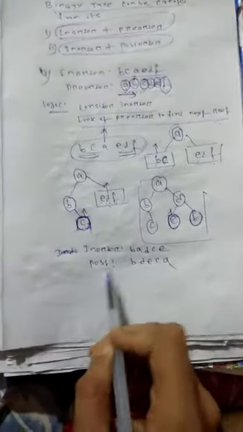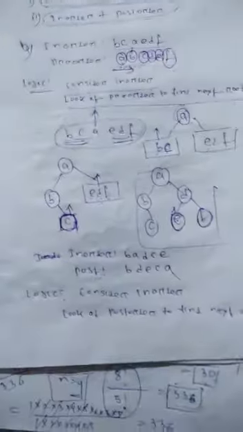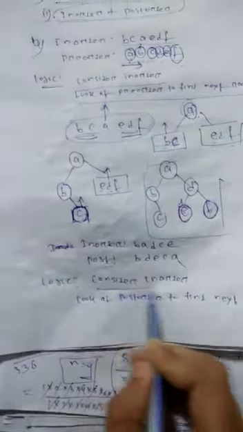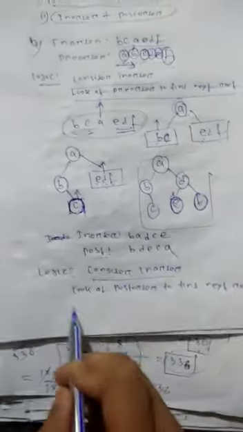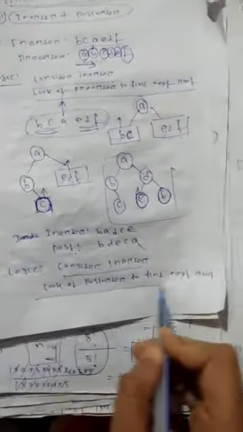Similarly, previously in-order and pre-order, now in-order and post-order is given. So what is the logic? The logic is the same. We first consider the in-order, then look at the post-order to find the next root.